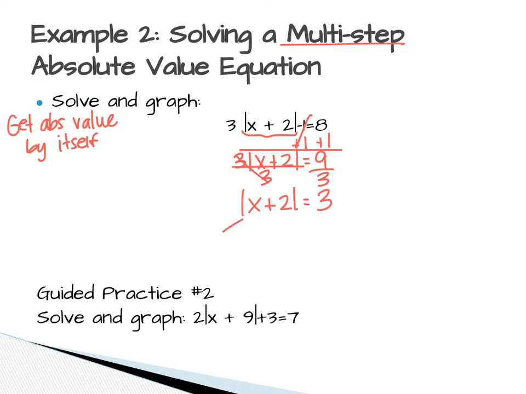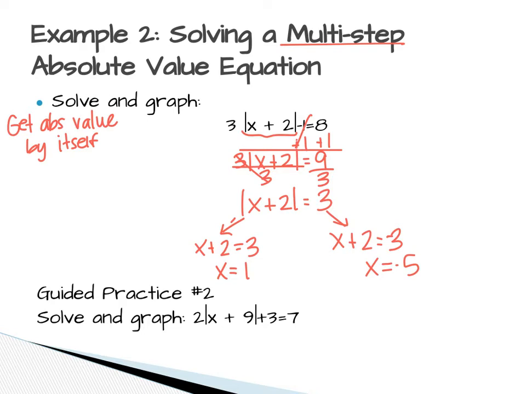Now we're going to take it and we're going to separate it, just like we did before. Take what's inside the absolute value and set it equal to positive 3. Then set it equal to negative 3. Subtract 2. So x equals 1, subtract 2, so x equals negative 5.